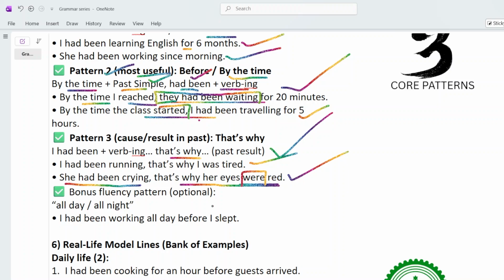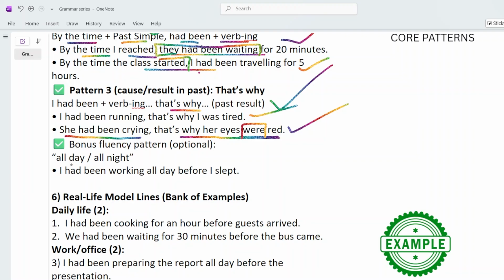All right. Great. So a bonus fluency pattern for you today is using words like all day and all night. Like, I had been working all day before I slept. Simple past itself, I slept, and now in combination with your past perfect continuous. Pretty easy to use, right?